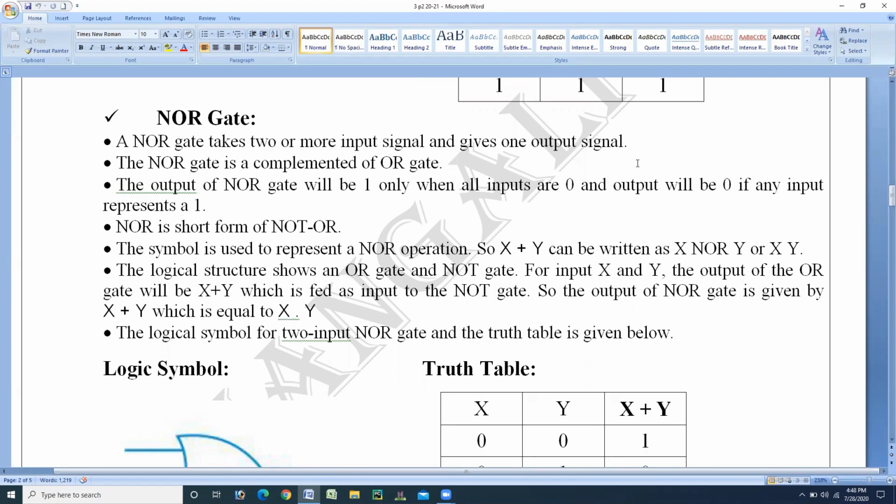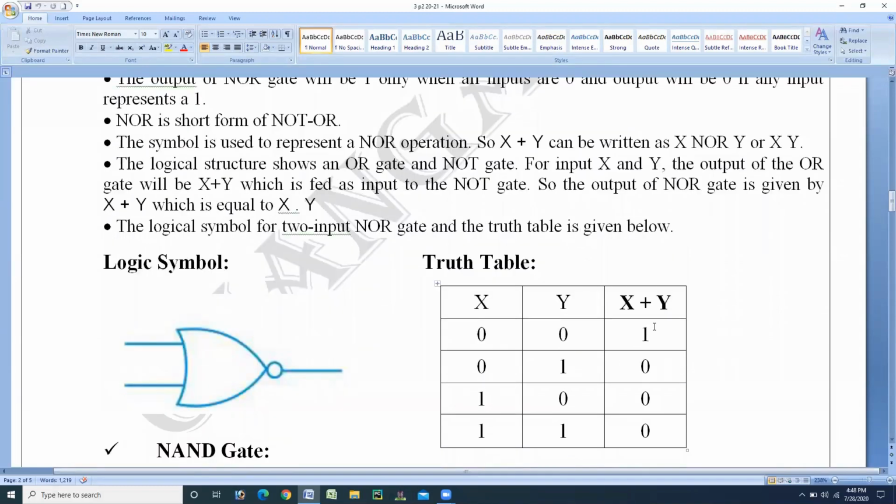NOR is a complement of OR gate. It is a combination of NOT gate and OR gate. When you observe the truth table, the output is high only once, that is when all the inputs of NOR gate are 0, then the output is 1, otherwise 0. It is exactly the complement of OR gate.